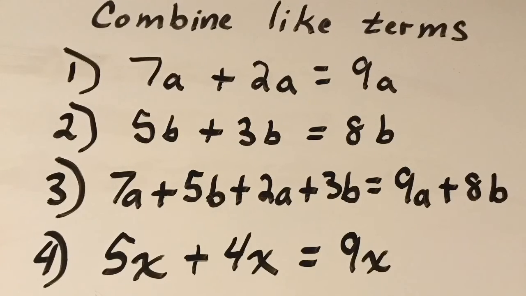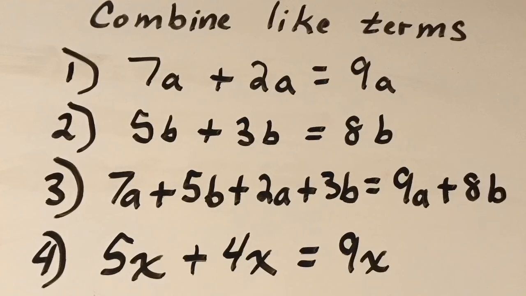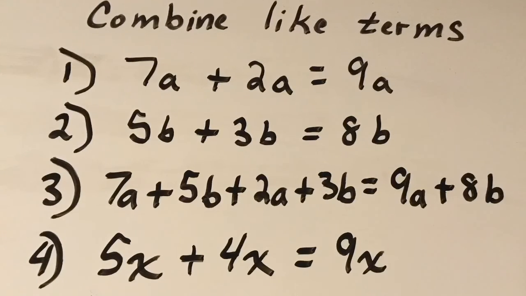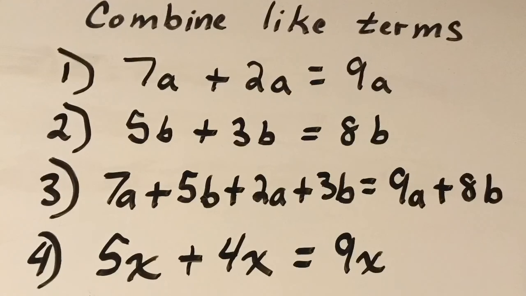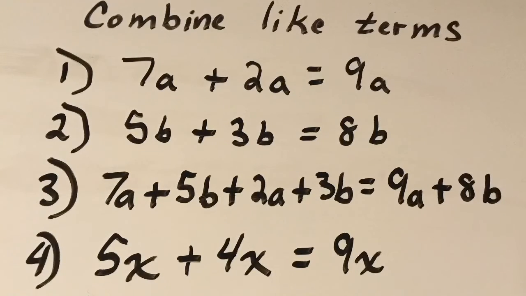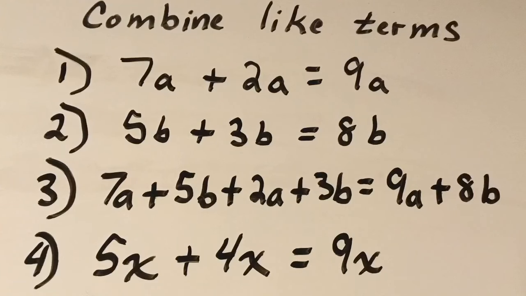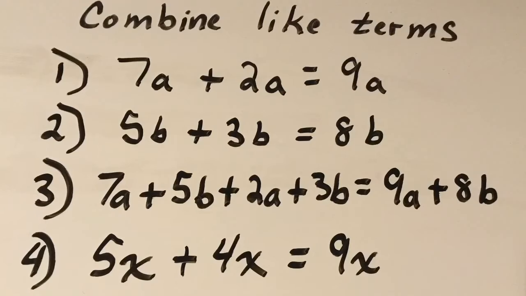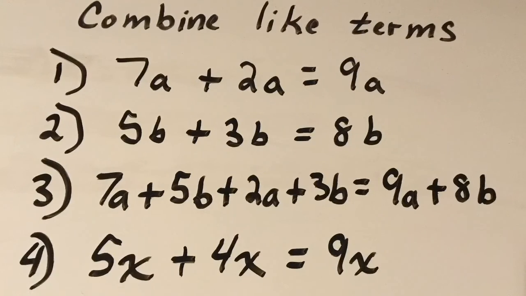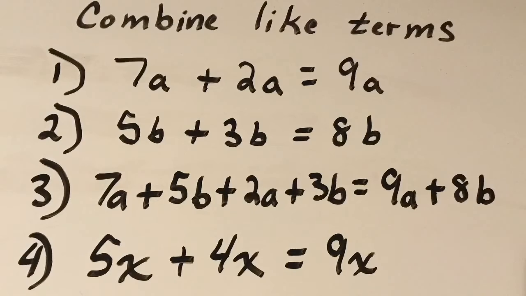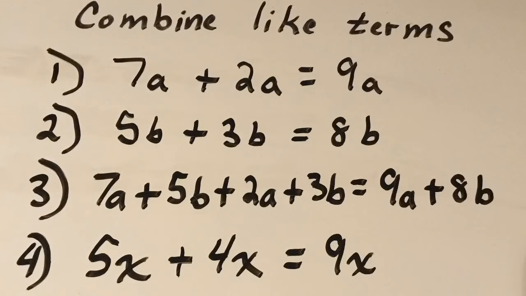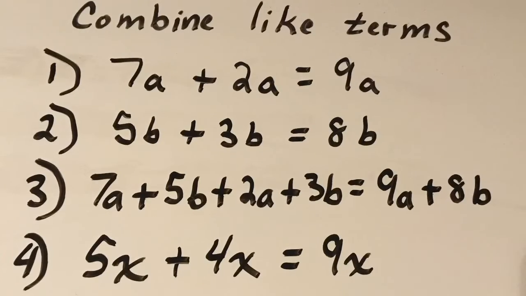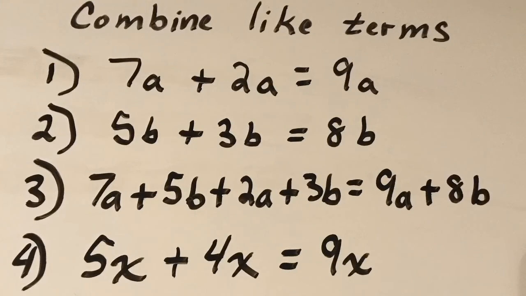In the beginning of the semester, I kept using the concept of apples with apples and bananas with bananas to teach you guys the concept of combining like terms. So in the first example, as you can see, I only have apples with apples, or in other words, 7 apples plus 2 apples gives us 9 apples. 7a plus 2a gives us 9a. In the second example, I have 5b plus 3b equals 8b, or 5 bananas plus 3 bananas equals 8 bananas.